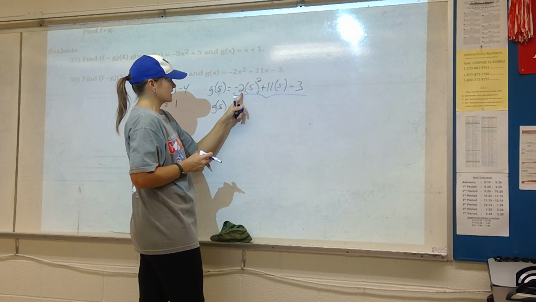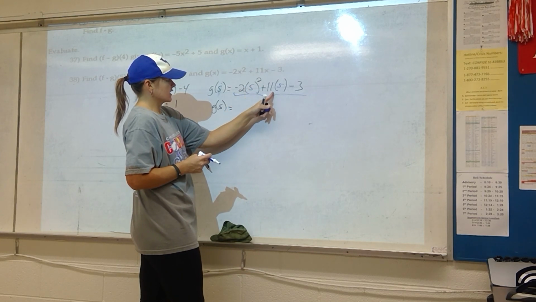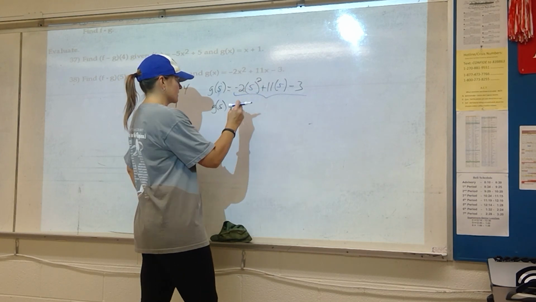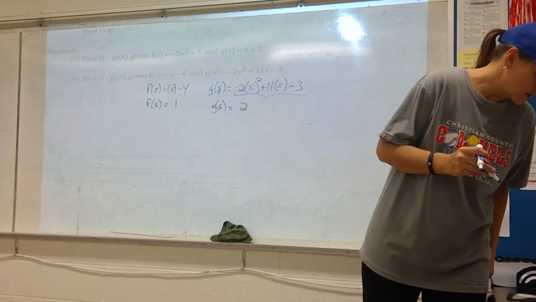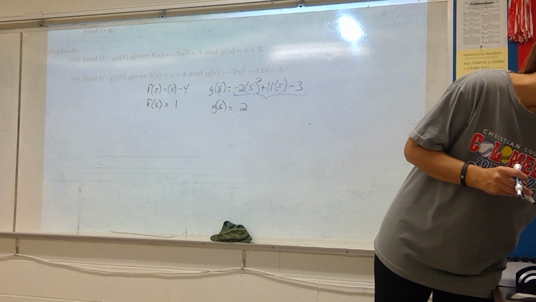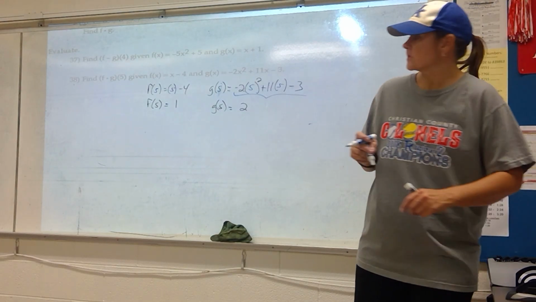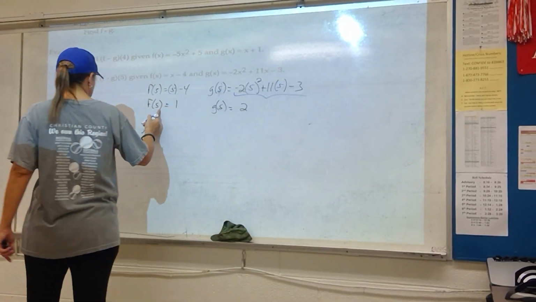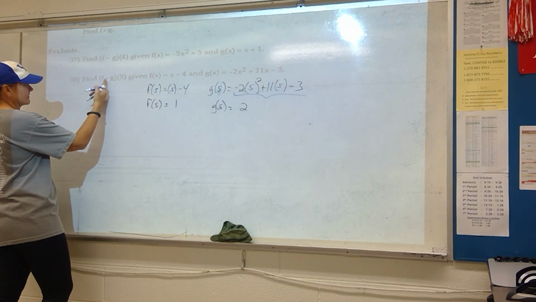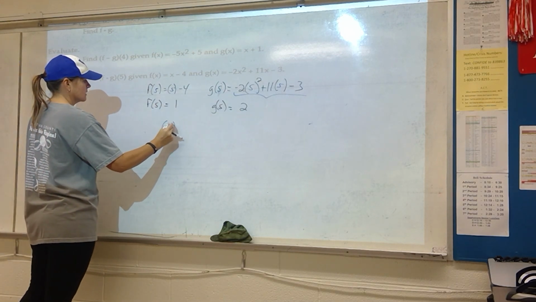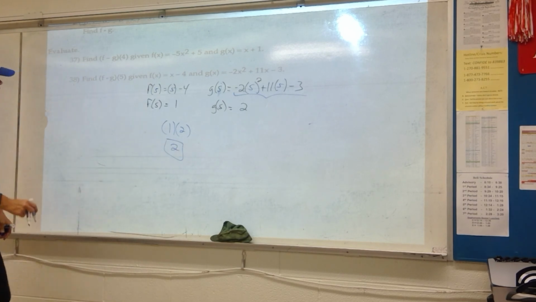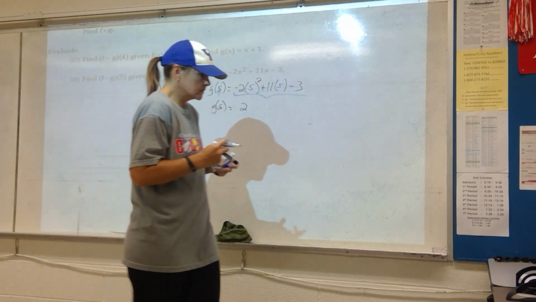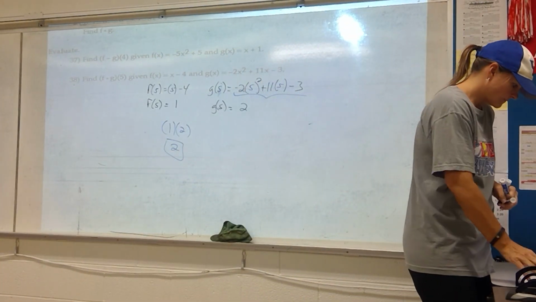25 times -2 is -50. This is 55. It's 5. 5 minus 3 is 2. I believe we're going to get 2 times 1. Yep, 2 times 1. Because this is f of 5. That's g of 5. They want you to take f times g. So you just do 1 times 2, which is 2. All right. Moving right along.